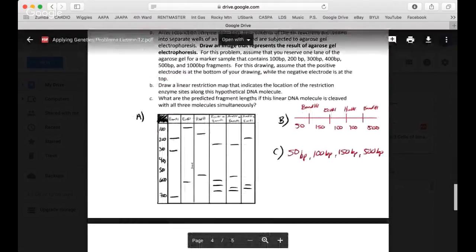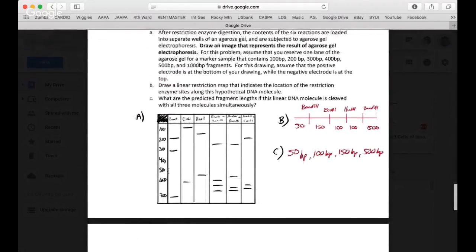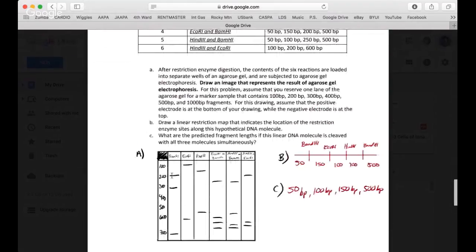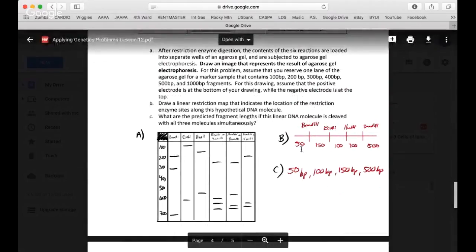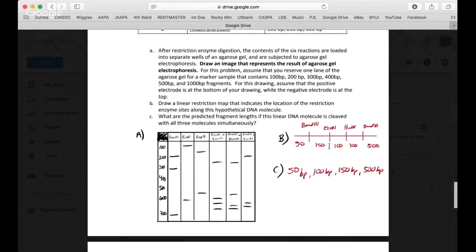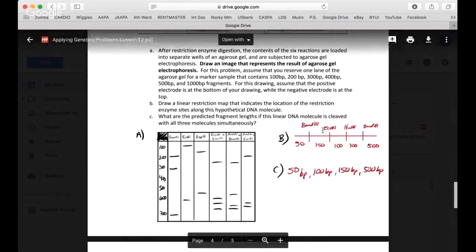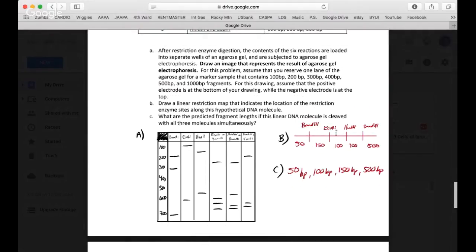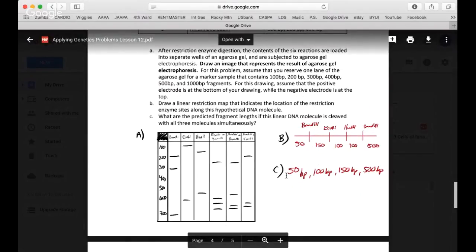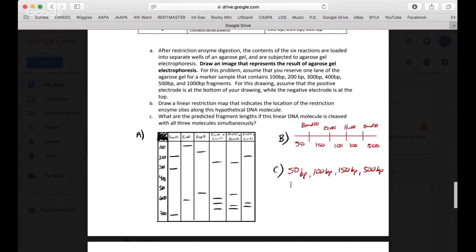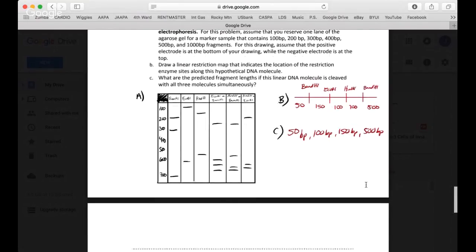For 4, again, here's the diagram, I guess. So 3 in the first, then 2, 2, 4, 4, and 3. And then here's the band, and we have 50, 150, 100, 100, and 500 with BamHI, the EcoRI on the hint right there, and the band again. And then the fragment lengths would be 50, 100, 150, and then 500 base pairs.